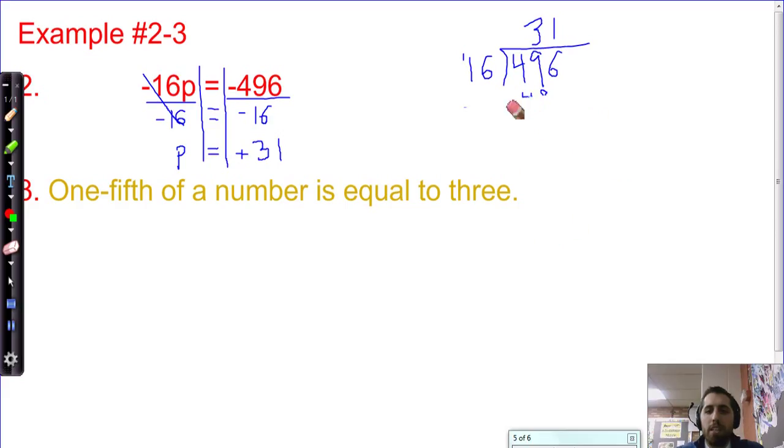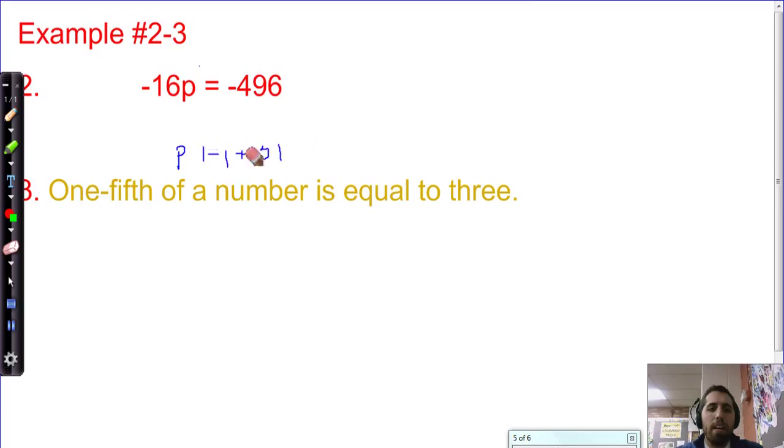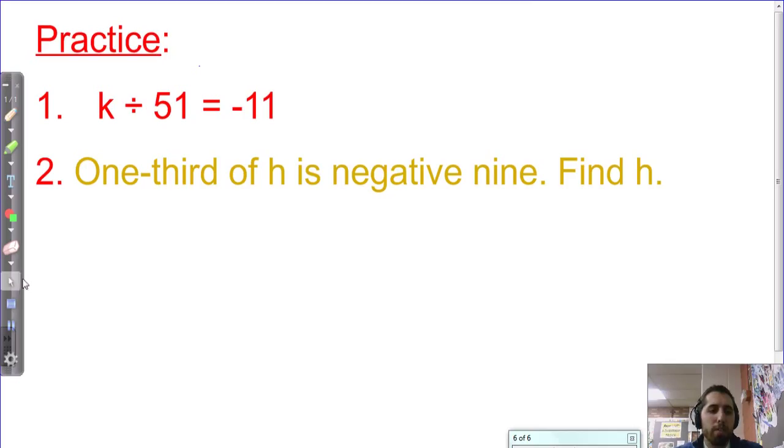You're free to do them in the way that makes sense to you, but please follow that 3-step process of drawing the scales of justice, locating the variable, and isolating the variable by undoing what's been done. The practice problems: 1, k divided by 51 equals -11. So what is k? Solve for k. And 2, 1/3 of h is -9. Find h. So again, you can write that as division or multiplication, whichever makes more sense to you. Whether you want to do it with a fraction or just division, it's up to you.